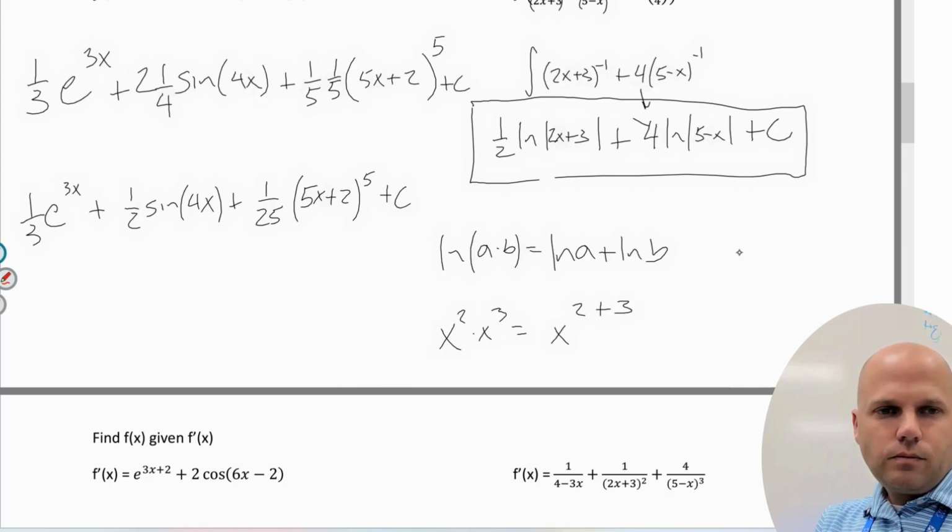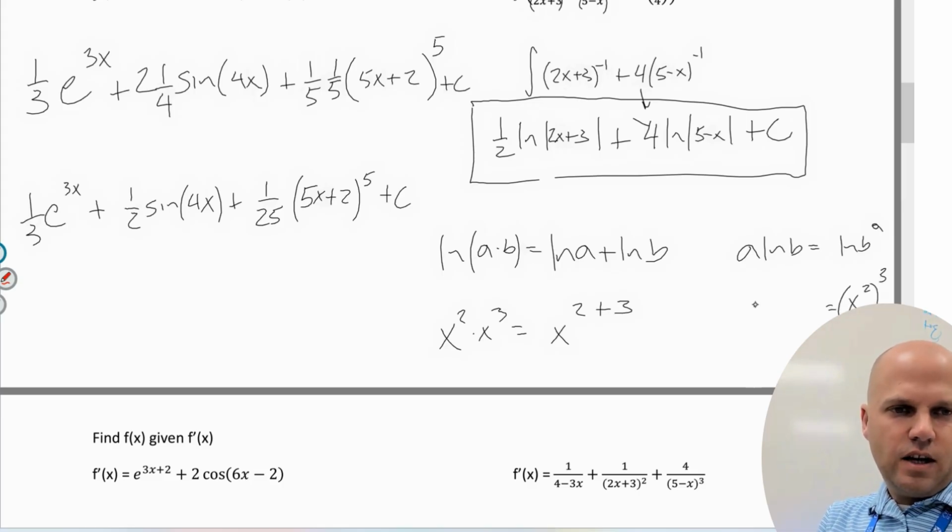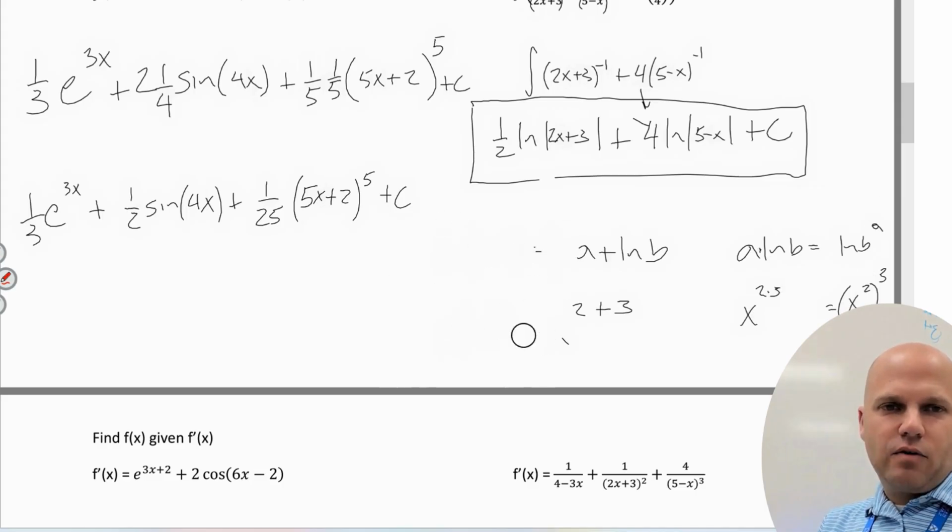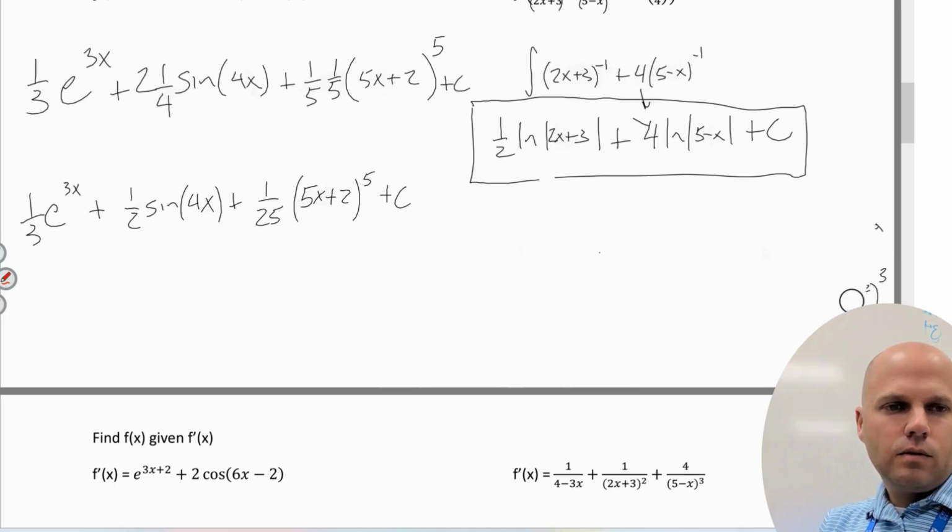Another rule is a log b equals log of b to the a. This is very much like x squared cubed. It actually goes the other way. x squared cubed is the same as x to the 2 times 3. You see this multiplication here. You see the power to the power here. So keeping that in mind, I'm actually going to rewrite this. So that's log of (2x plus 3) to the 1/2. I brought the 1/2 up.